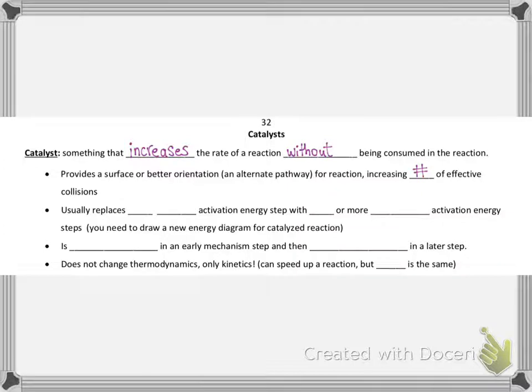Most of the time, this means that they're going to replace a single high activation energy step with two or more lower activation energy steps. So you will actually need to draw a new potential energy diagram for the catalyzed reaction. A catalyst works in a reaction mechanism. You'll see it being consumed. It exists at the beginning and it gets used up in an earlier step, but then it's reproduced in a later step.